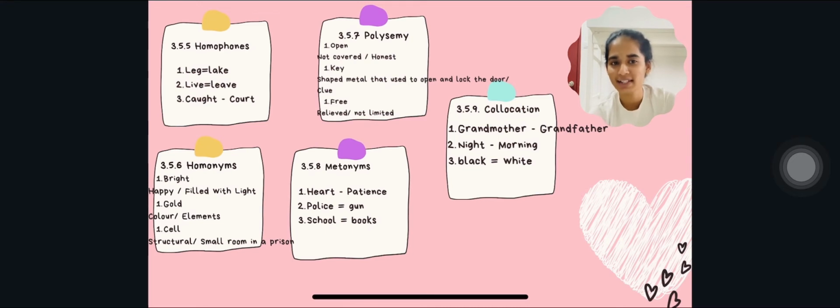The third one is cell. Cell is a structure where we have the blood cell and white cell, and the different meaning is a small room in a prison where the prisoner lives.